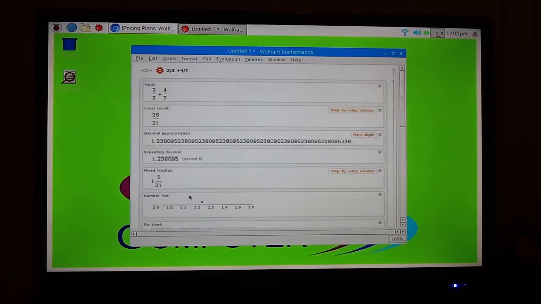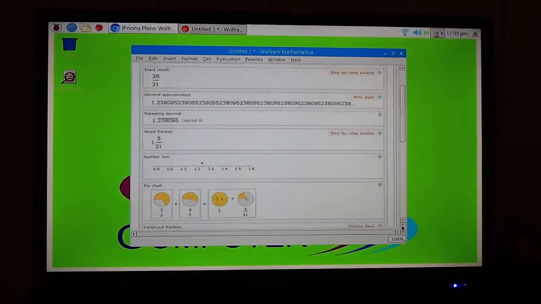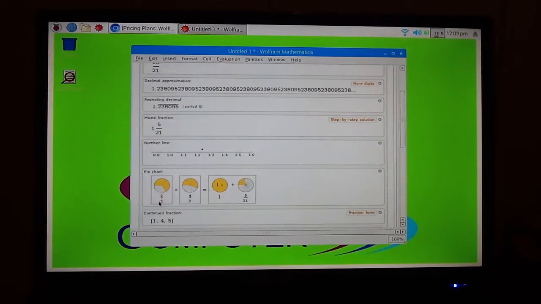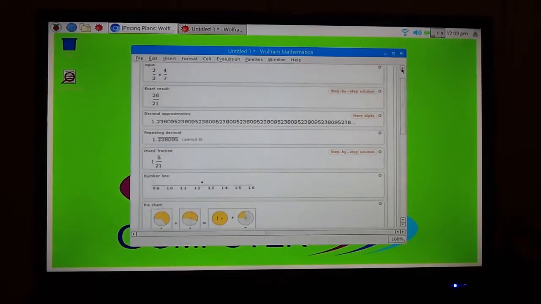Now, it also shows you where it would land on the number line. It also gives you a pie chart. And so you see some additional things there. Here would be 2/3 added to 4/7 in a pie chart. And it gives you a full pie plus 5/21. So this is a visual thing that when you're teaching young students how to do fractions, this is all very, very handy.